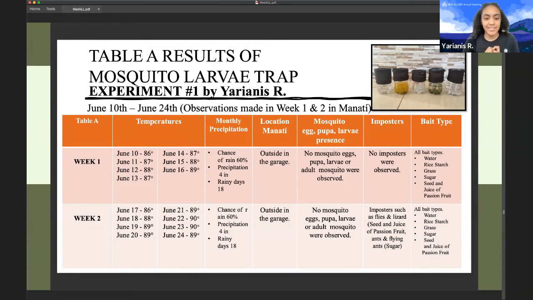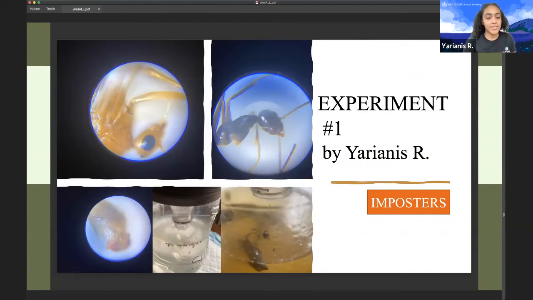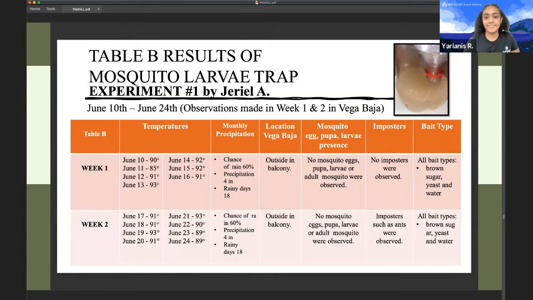You can go to the next slide. Here are the pictures of the imposters in the experiment 1. You can see the lizards, the flies, the ant, the fly ants, and you can go to the next slide.